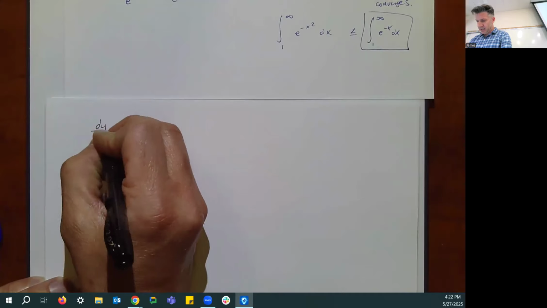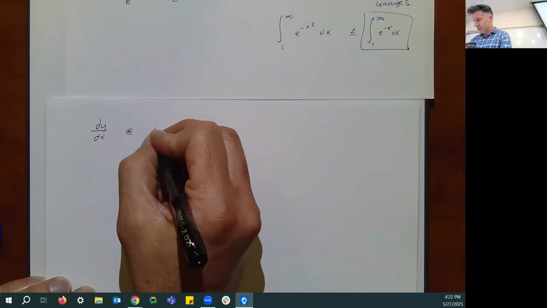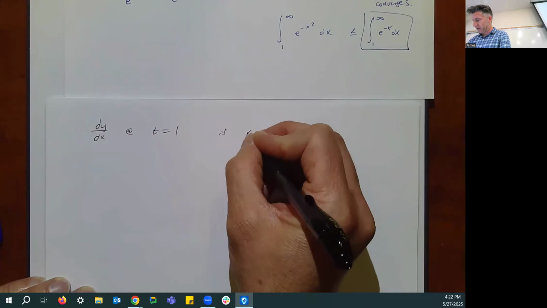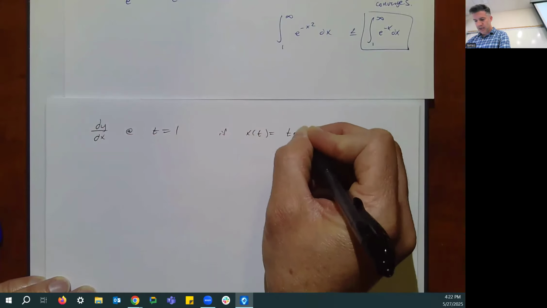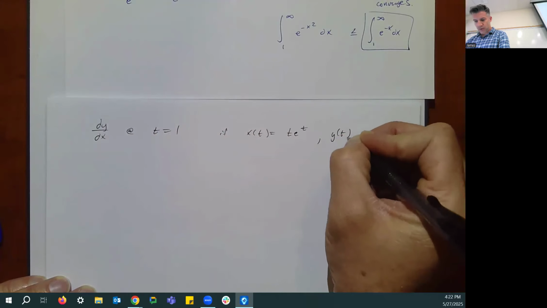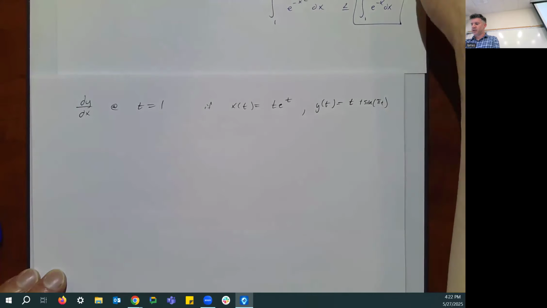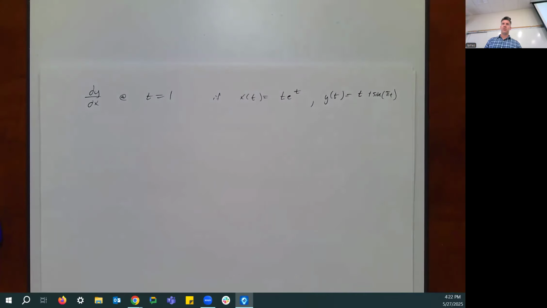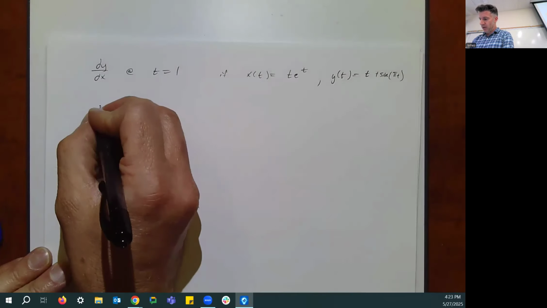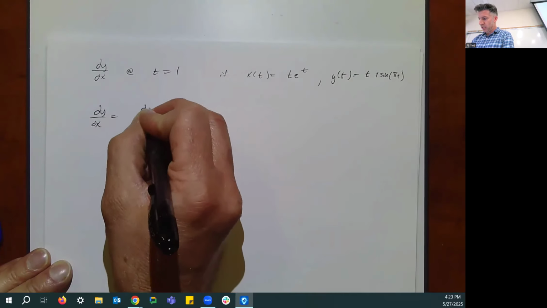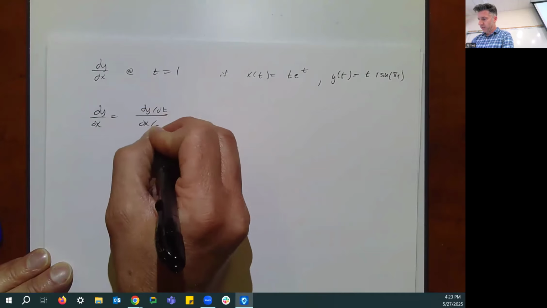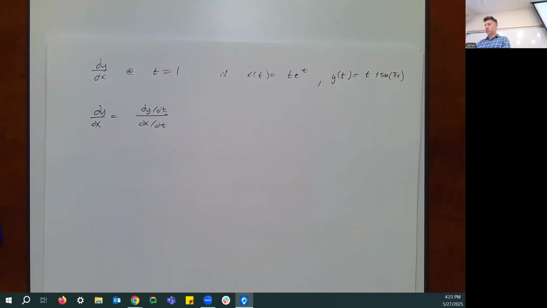So find dy/dx at t equals 1 if x of t equals t e to the t and y of t equals t plus sine of pi t. So this question really is, do you remember the formula for dy/dx using parametric equations? We have to remember that dy/dx is equal to dy/dt over dx/dt, which should look like the dt's could cancel and you would get back where you started. That's how I remember it.